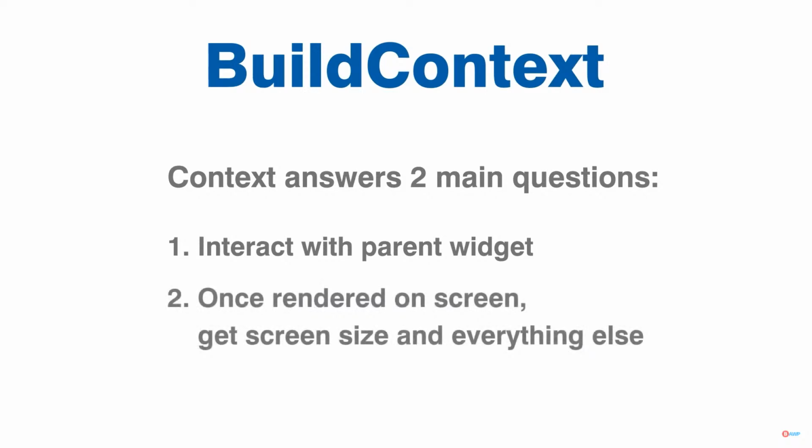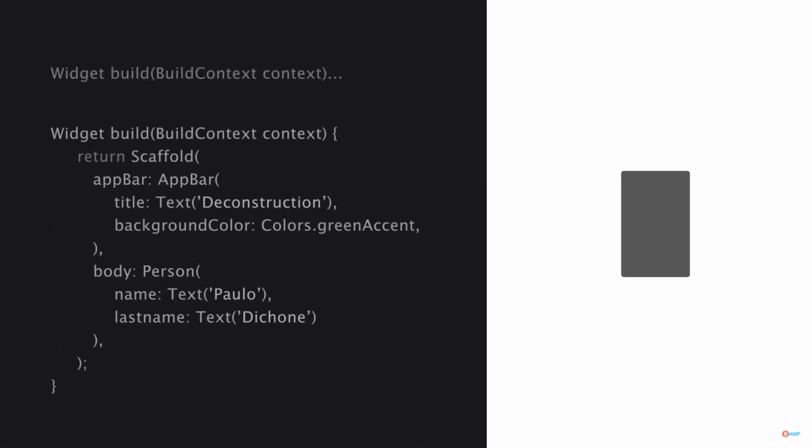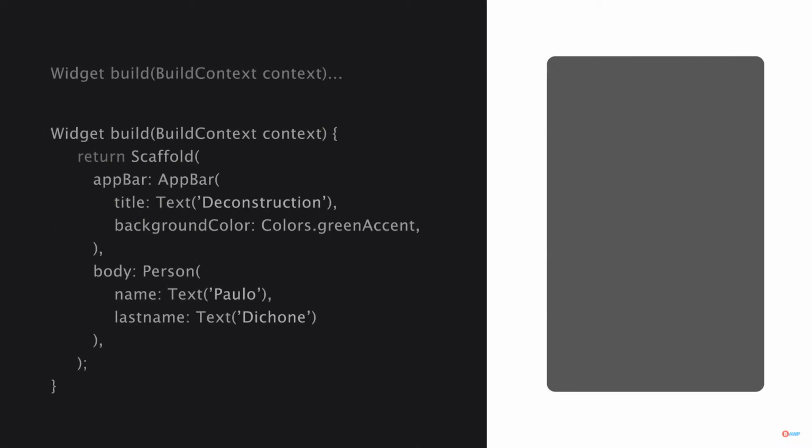And the second question, which is not very common really to talk about, is that the build context allows us to also get the screen size and a lot of other information about the present widget, but also mainly about the parent widget or parent container. So our application will look like this. When we create our canvas, our app, it's usually a blank screen like that. So we've seen that many times.